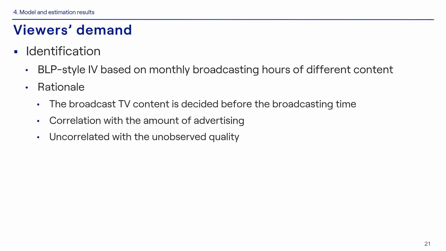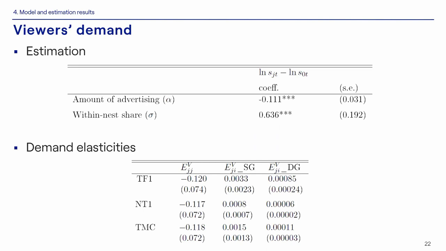So as you know, this type of demand model faces an endogeneity problem that we solve by using BLP style instrumental variables, based on our monthly broadcasting hours of different content. Why is that? Because, as I said before, the broadcast TV content is decided before the broadcasting time. So there is a correlation with the amount of advertising, but we expect that there is no correlation with the unobserved quality, since we know the quality of the different content.